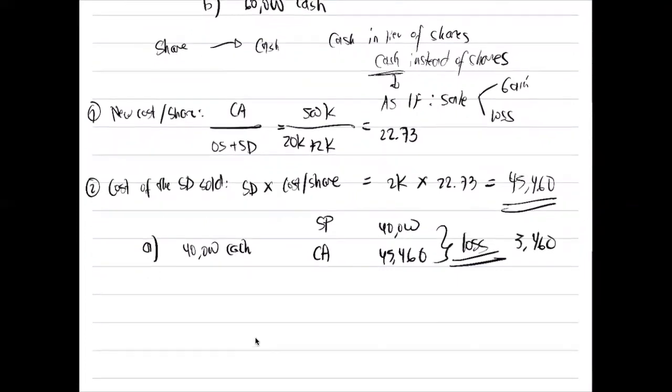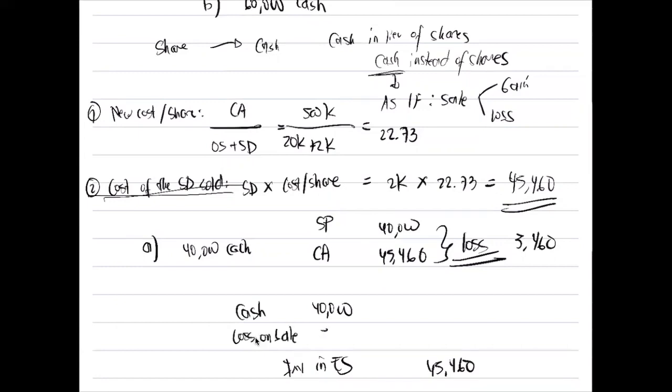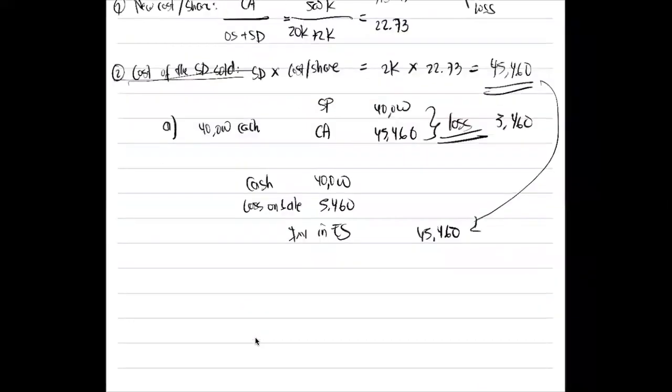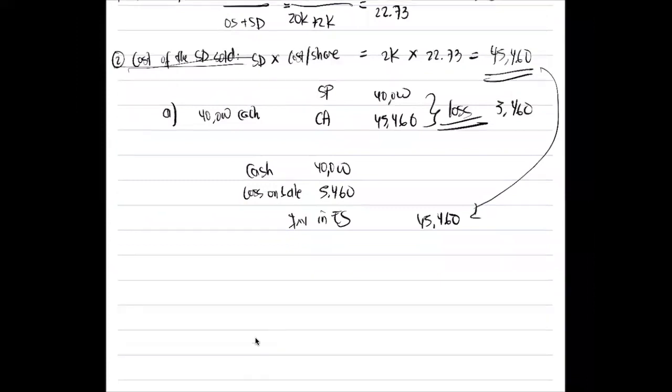So how do we record that loss? Of course, we record the cash received, which is 40,000. We remove the investment in equity securities relating to the cost of the stock dividend sold, 45,460, and we record the loss on sale amounting to 5,460. Okay? So that is if in case it is a loss.